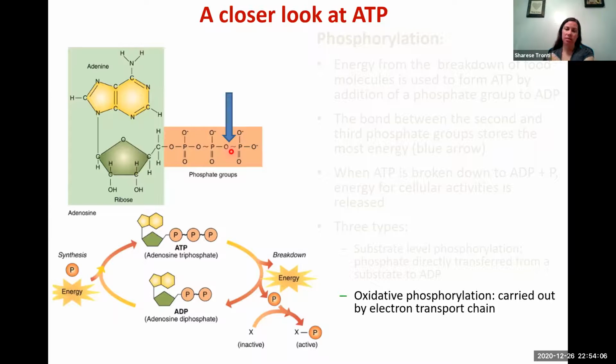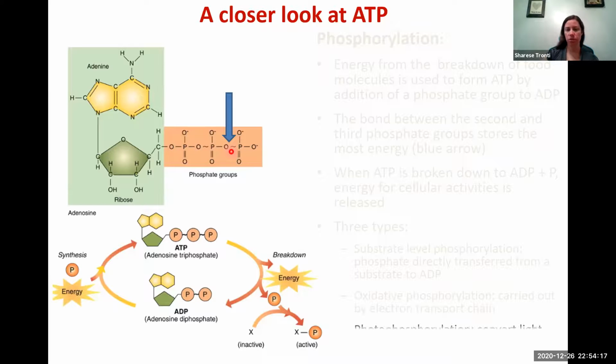Second type is oxidative phosphorylation. We're going to talk about that here in a little bit. Oxidative phosphorylation is carried out in the electron transport chain. And the third type is photophosphorylation. We're not going to talk about that today. I just want you to be aware of it. And it's carried out by converting light energy to ATP.